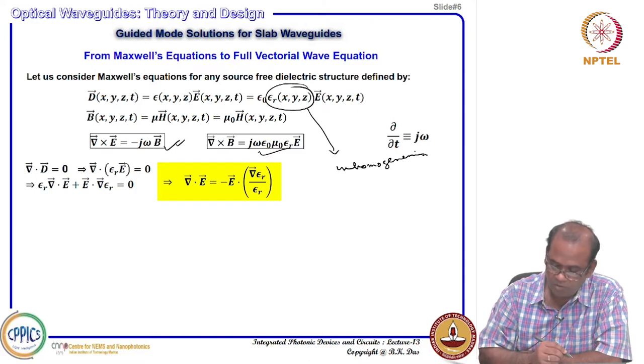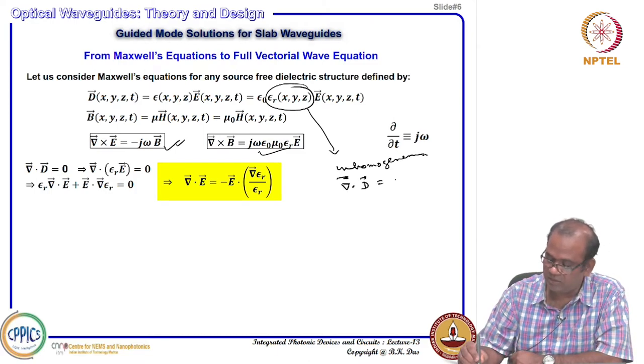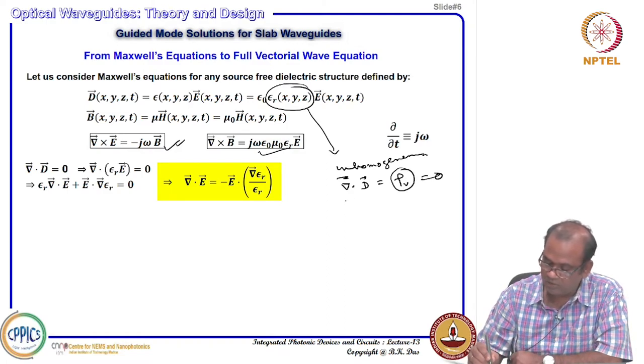So, simply, divergence D is rho V. If it is charge free, then we consider it 0, and divergence D, epsilon E, is 0.